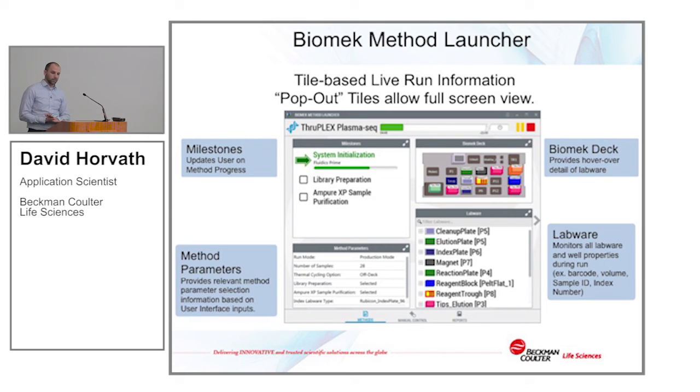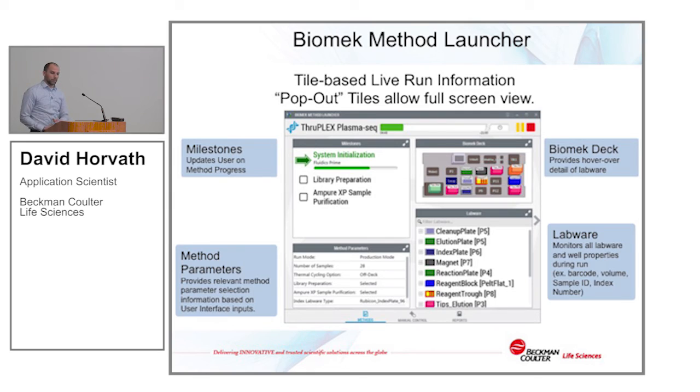So the top left tile is the milestones tile, and that can be configured however the application scientist wants. In this case, there's a setup milestone, there's a library preparation milestone, and then there's the Ampure XP cleanup milestone. And what it'll do is update in real time throughout the run to instruct the user on the progress of each of the steps of the run. As each is completed, a checkbox will appear on each milestone, and it'll continue and advance to the next milestone, indicating any subtasks of that milestone that are in process at that point in time.